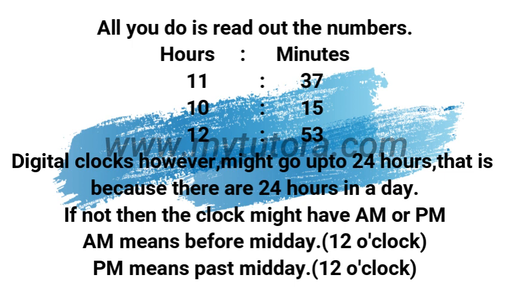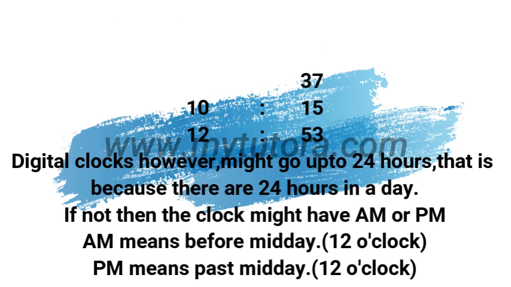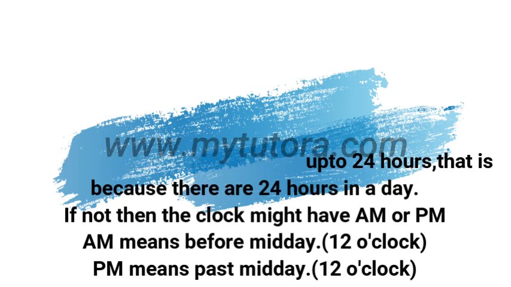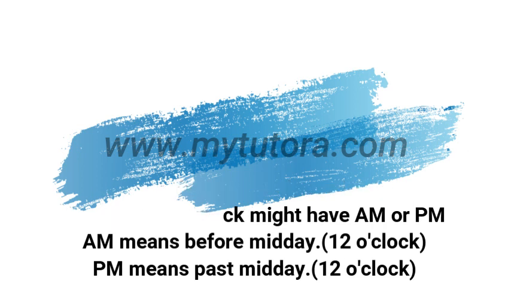Digital clocks, however, might go up to 24 hours. That is because there are 24 hours in a day. If not, then the clock might have AM or PM. AM means before midday, 12 o'clock. PM means past midday, 12 o'clock.